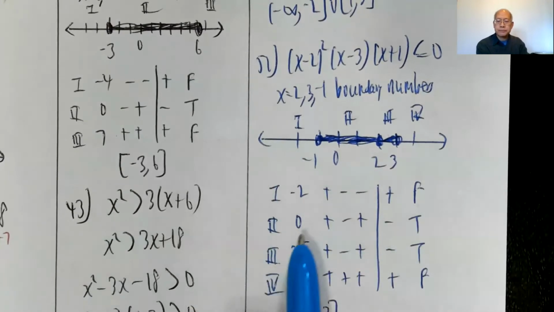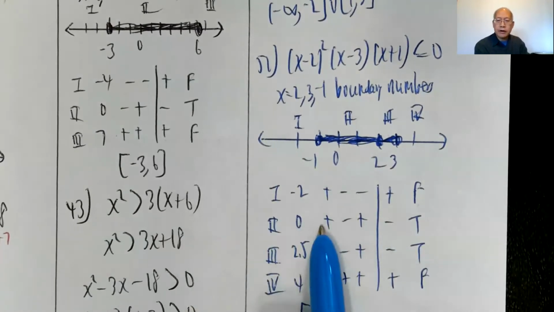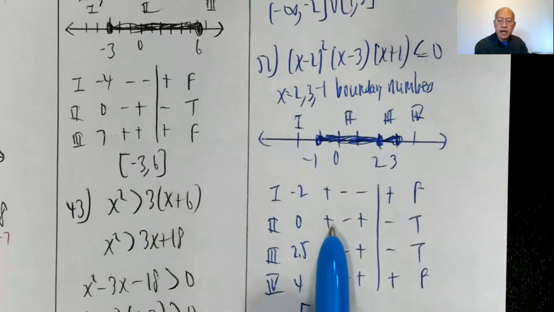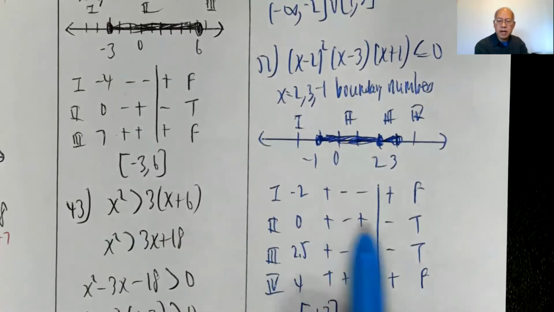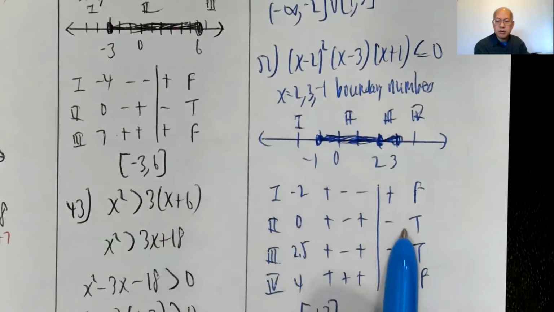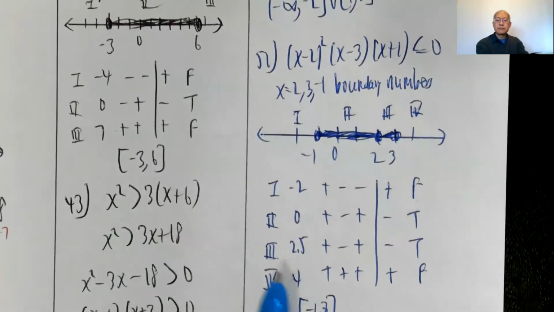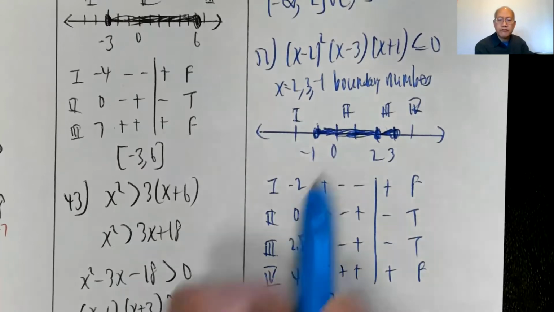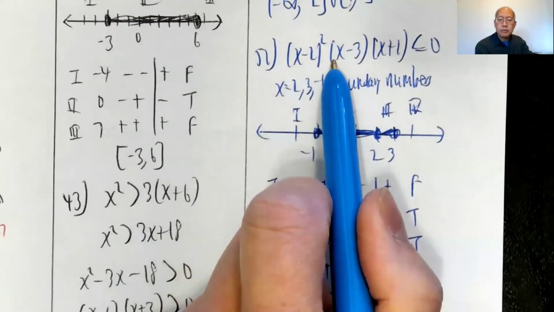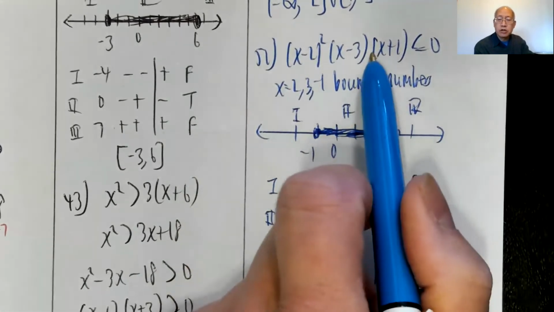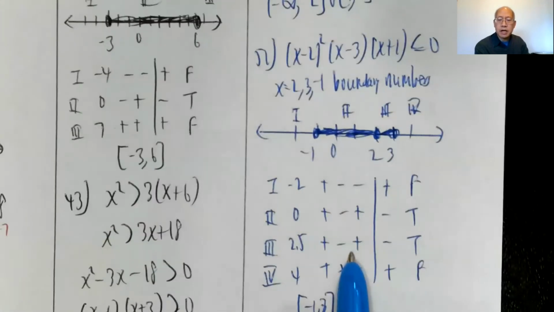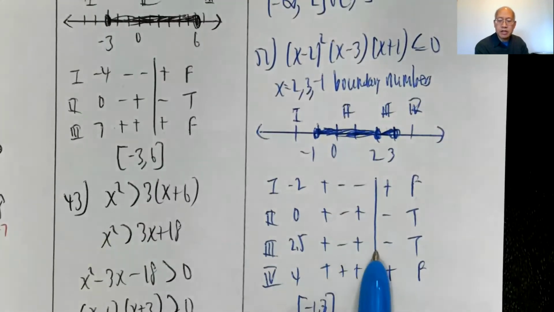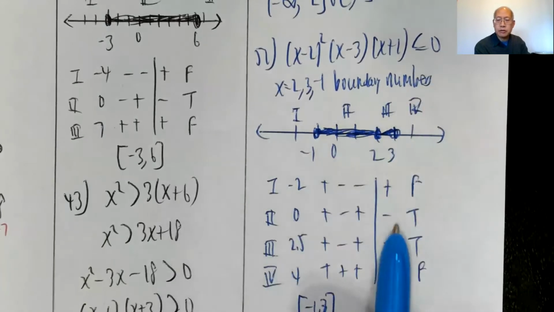Don't shade that in. 0, I already know this is positive. 0 minus 3, negative. 0 plus 1, positive. 2 positives and a negative, multiply them together, you get a negative. Negative less than or equal to 0, true. Shade in region 2. Region 3, 2.5, that's already positive. 2.5 minus 3, negative. 2.5 plus 1, positive. Positive times negative is negative. Negative less than or equal to 0, that's true.